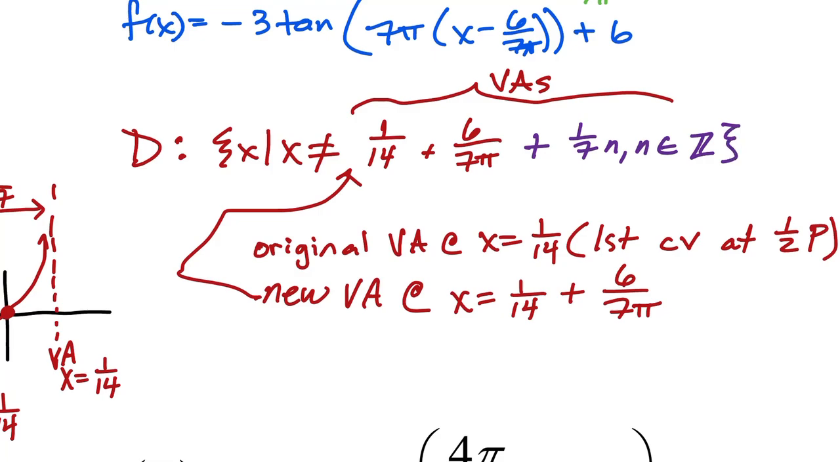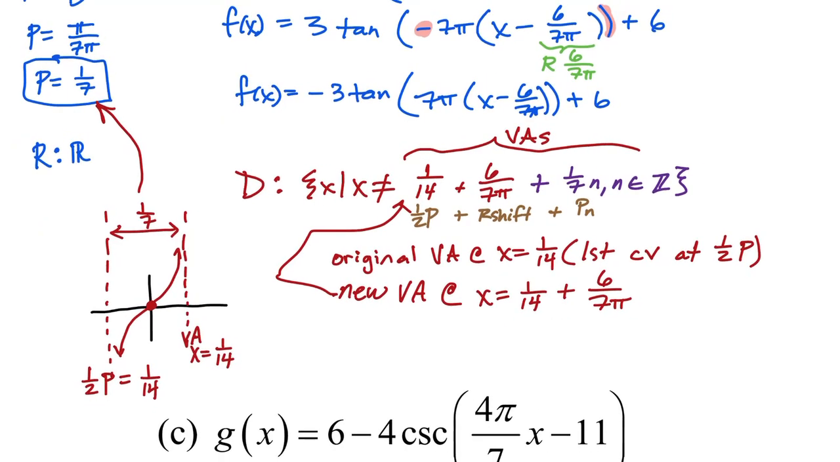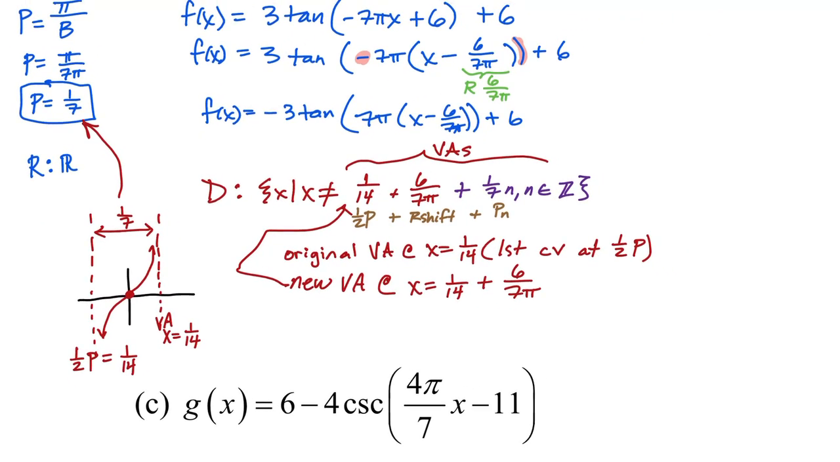So if you want to make notes underneath, we did a half period plus the right shift plus the period n, where n is an integer. Now, you shouldn't have to memorize that. You should be able to get to that answer just by what we did, okay? Thinking about tangent, thinking about what we're counting by. That's what brings the whole section together.